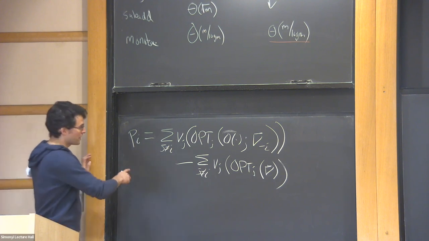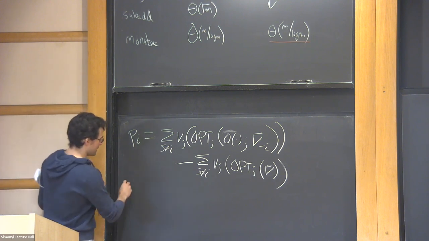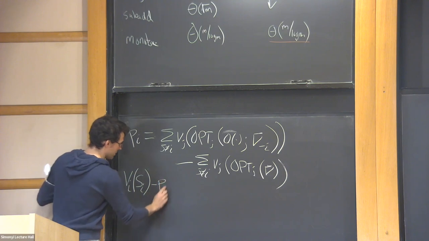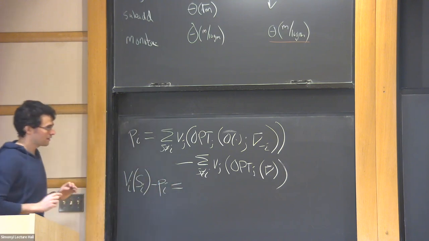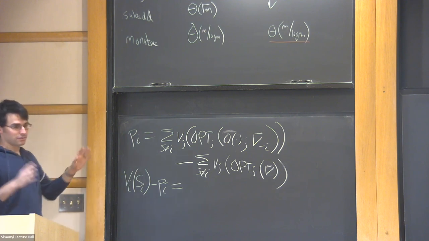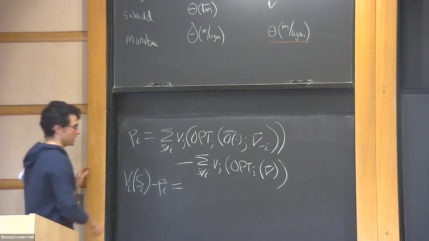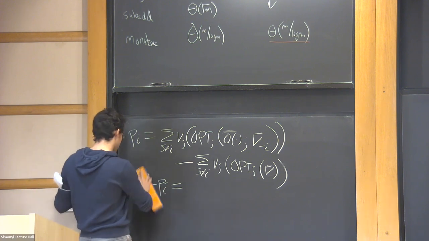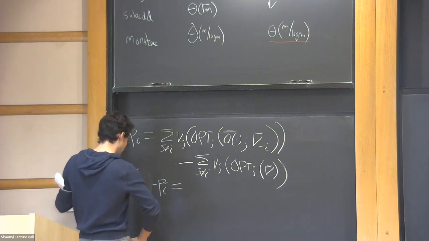Okay, so what's going to happen is I want to look at v_i of whatever they get, minus the price they pay. So this just means whatever allocation they cause to be selected, they're going to have... let me phrase it like this, just to be super clear.